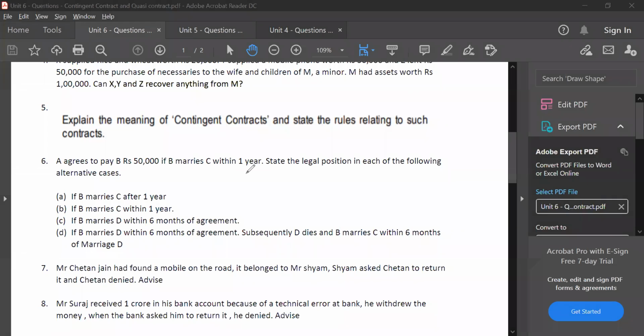A agrees to pay B rupees 50,000 if B marries C within 1 year. State the legal position in each of the following alternative cases. B marries C after 1 year: not valid. B marries C within 1 year: valid. B marries D within 6 months of agreement: not valid. Valid.